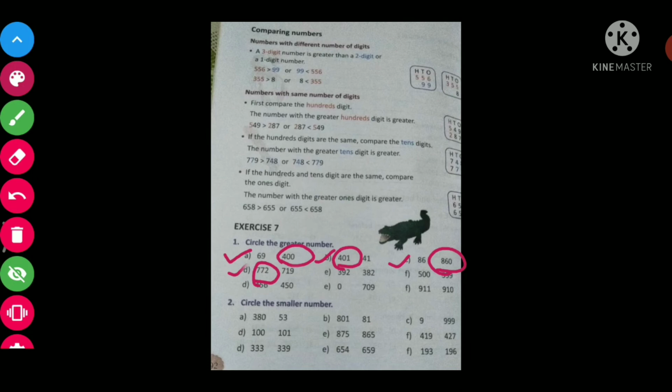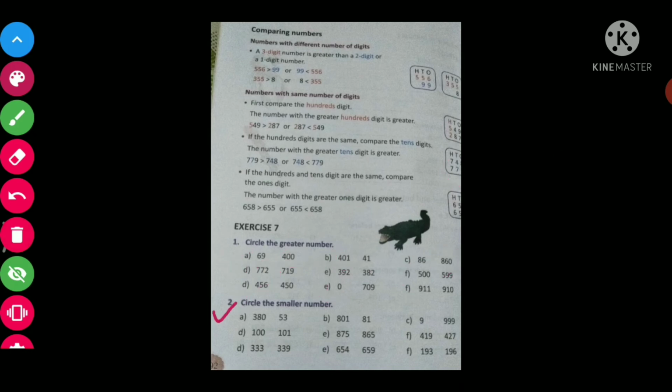Like this only, the rest of it you have to do in your copy. Is that clear? So E, F, G, H, I, this entire question, these 5 parts you have to do in your classwork copy. I hope you have understood how to circle the greater number.